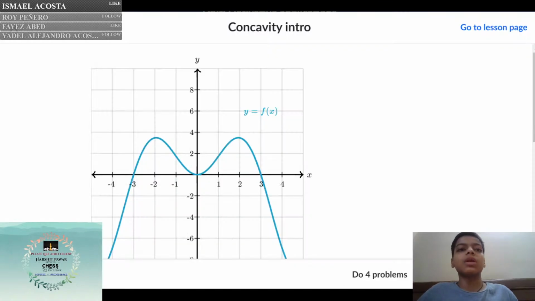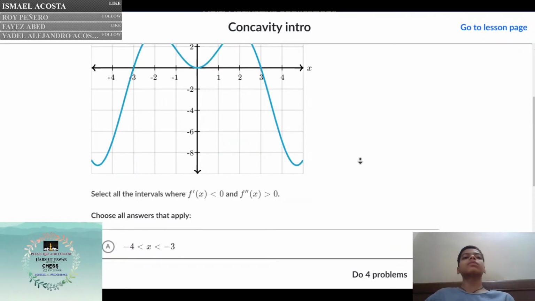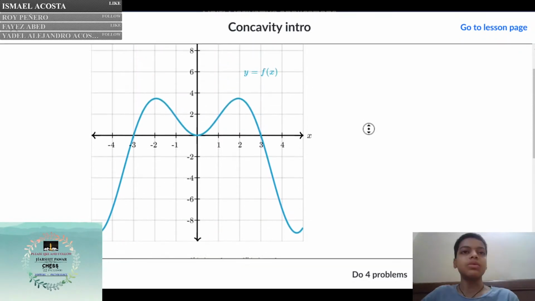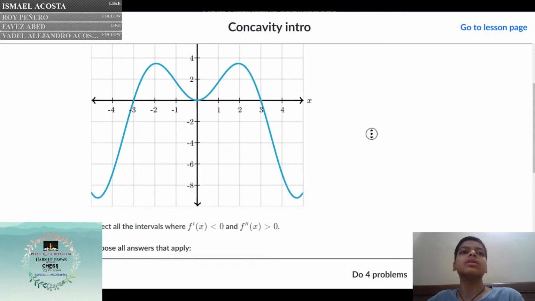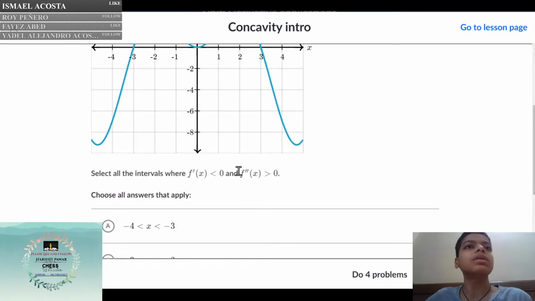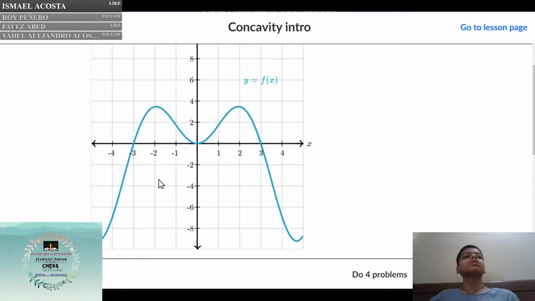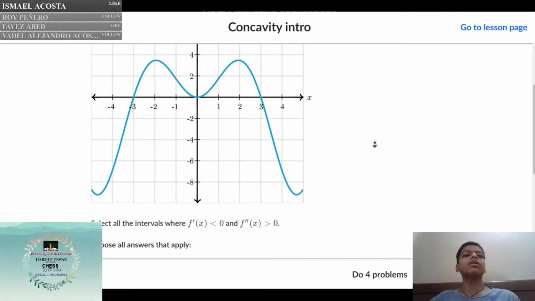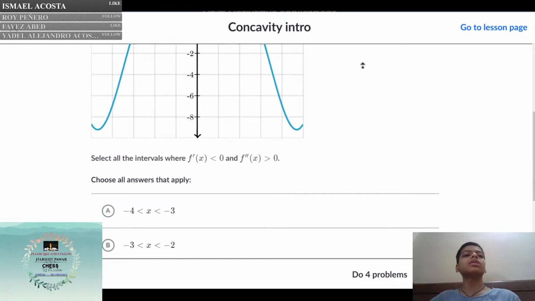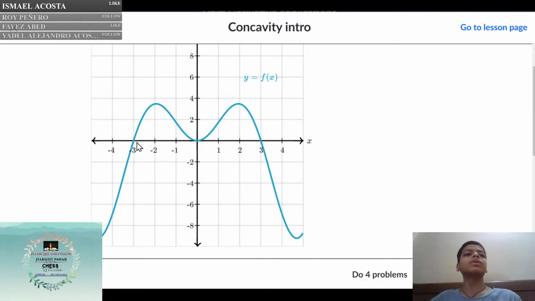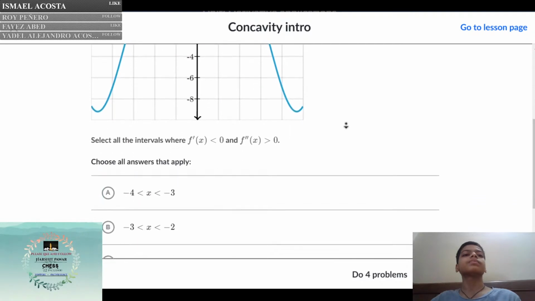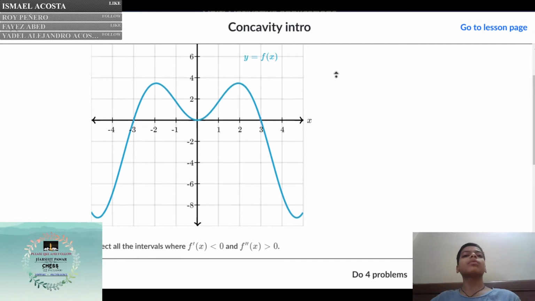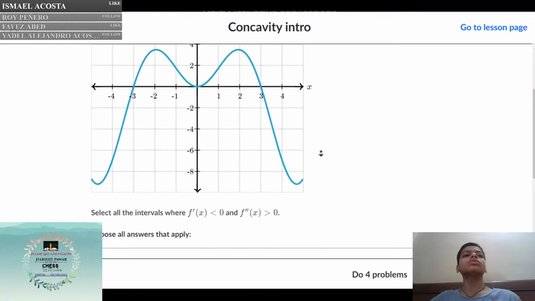Okay, so this one now. Select all the intervals where f prime of x is less than 0 and f prime prime of x is greater than 0. F prime of x, so its slope is less than 0, it's negative. Let's see from -4 to -3. Its slope is increasing over this interval, so we are wrong. In this one, -3 to -2, our slope goes from increasing to decreasing, so we are less than 0. And f prime prime of x is greater than 0. So -3 to -2 is our option.